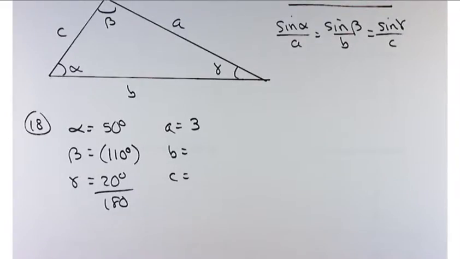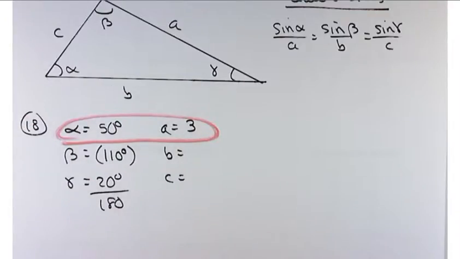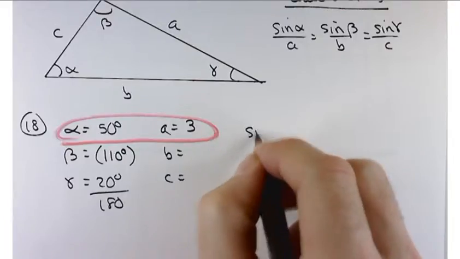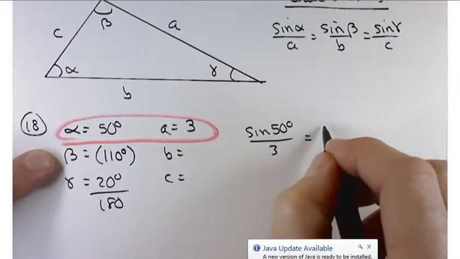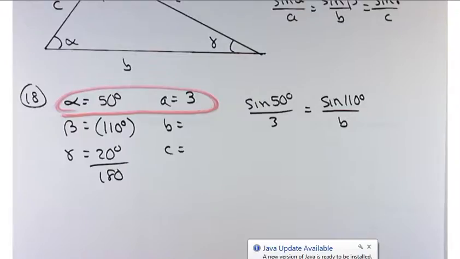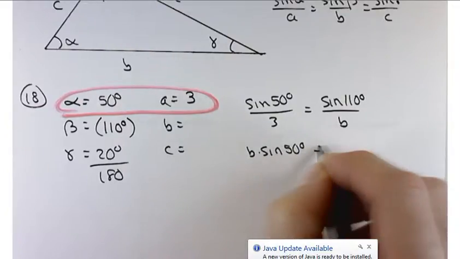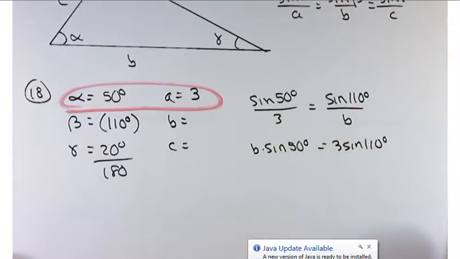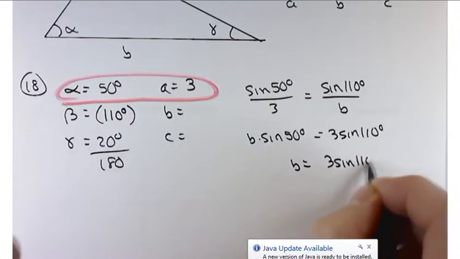So let's do that. Now, in working with the law of sines, you're going to need to choose an angle and opposite side pair. So that would be this one right here. You need to know one of these pairs in order to help solve with the other ones. So let's set this up according to the law of sines. It's going to be the sine of 50 degrees divided by 3 equals the sine of 110 degrees over B. This is a proportion. So you can cross multiply. We're going to get B times the sine of 50 degrees equals 3 times the sine of 110 degrees. Divide both sides by sine of 50, I get B equals 3 sine of 110 divided by the sine of 50.